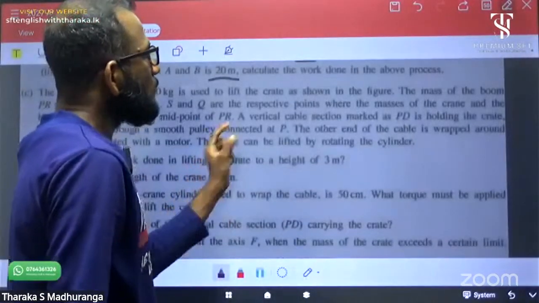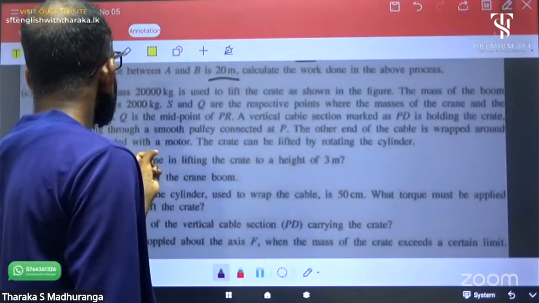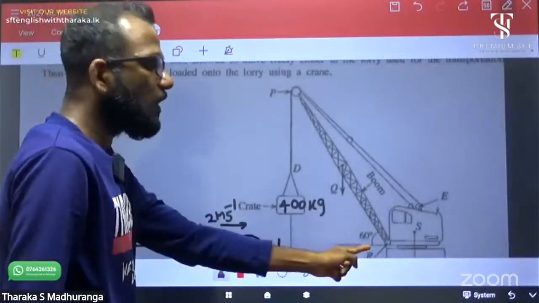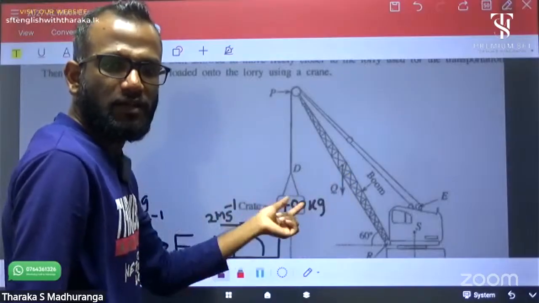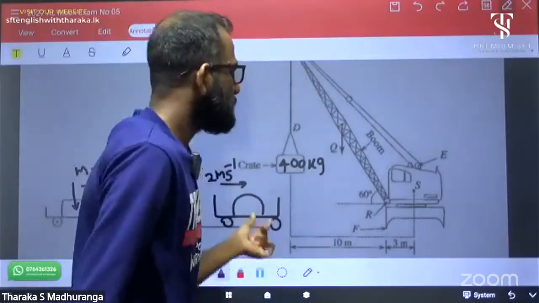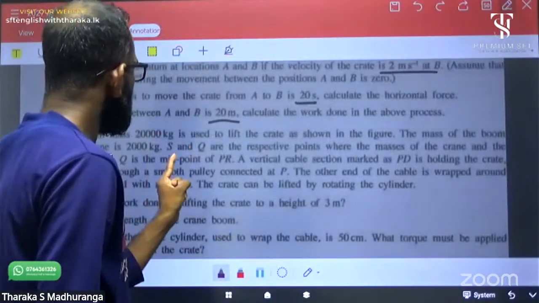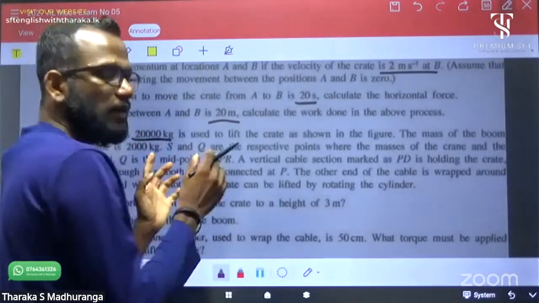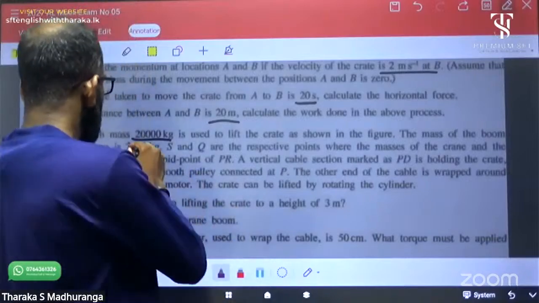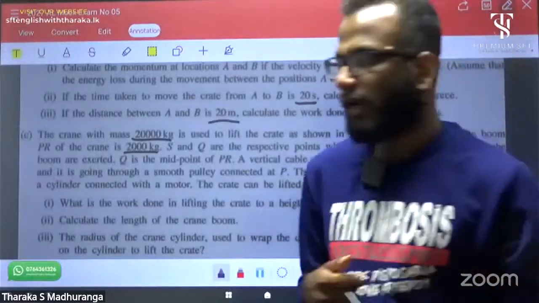The mass of the crane is 20,000 kilogram. The mass of the boom PR of the crane is 2,000 kilogram. This is P, this is R. Then this is the boom, it's PR, right? The vehicle means crane, it is 20,000 kilogram. The boom can be a lever. The lever is 2,000 kilogram.